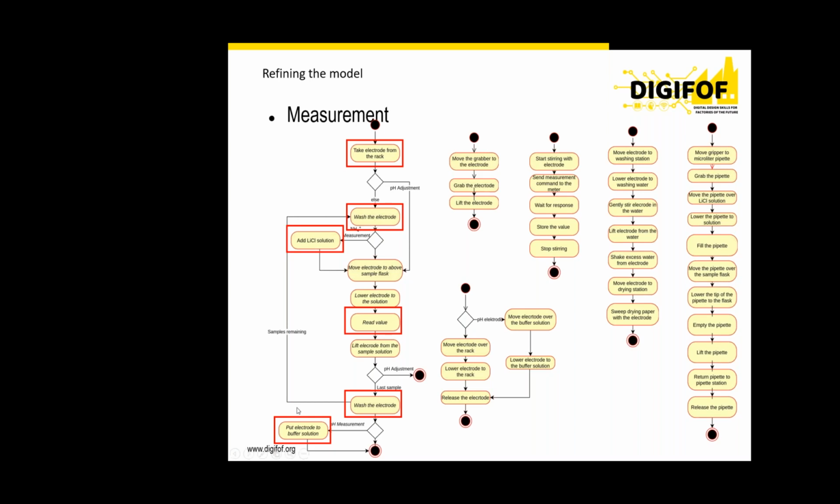And then put electrode to the buffer solution. Now, depending on the pH level, we either move electrode over the rack, lower electrode to the rack, release electrode, move electrode over the buffer solution, lower electrode to the buffer solution, and then continue from the same line.